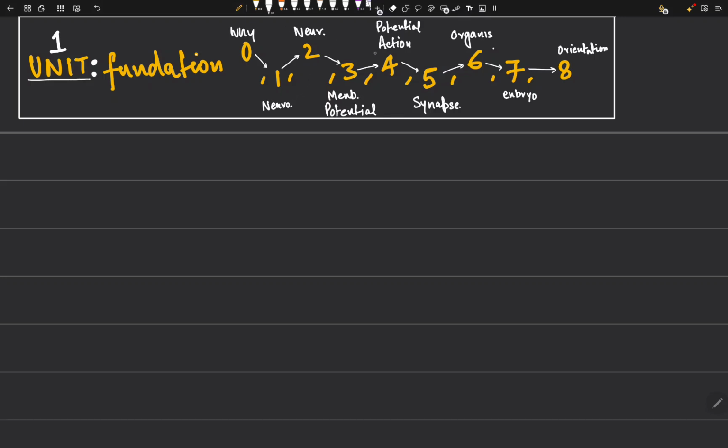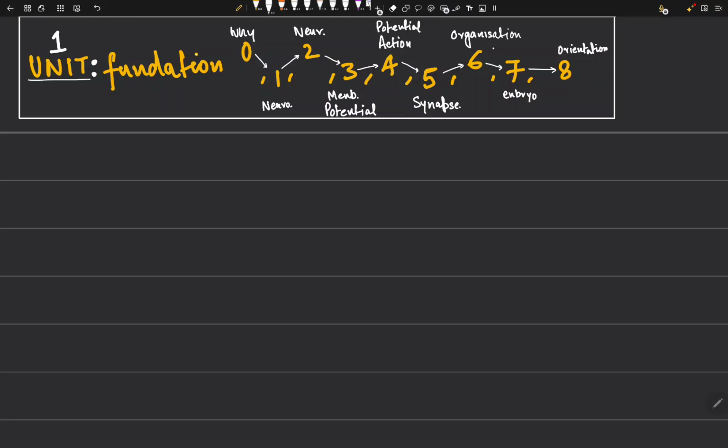Then we understand membrane potential, action potentials, synapses, organization, right? Then we understand the organization of the whole neurons, and then we understand the embryology. Now I will not go too deeply inside this topic, just a little bit. We'll just skim it so that we understand why the brain exists the way it does.